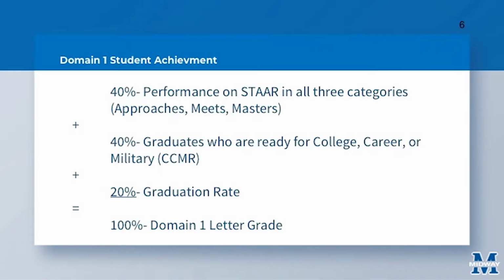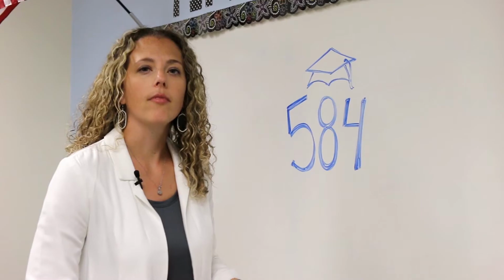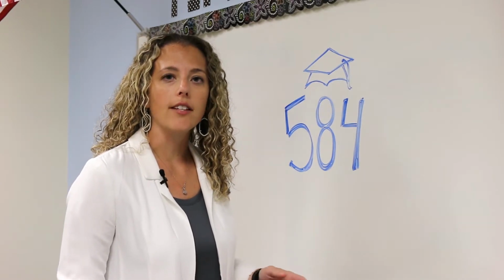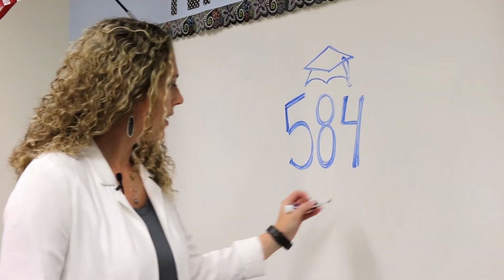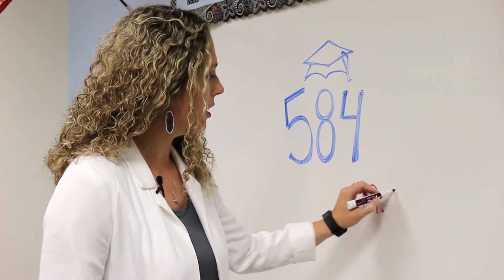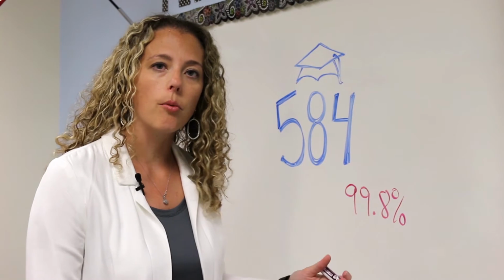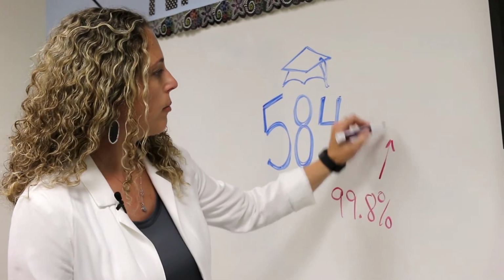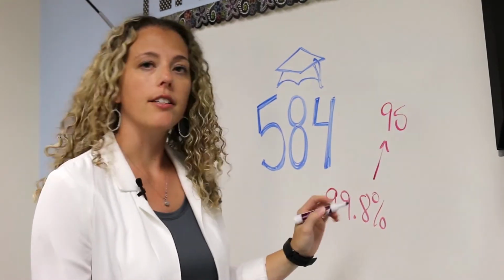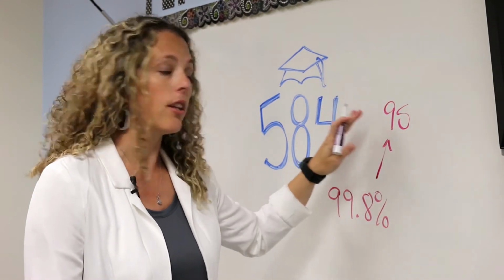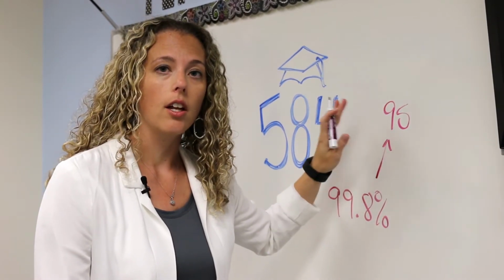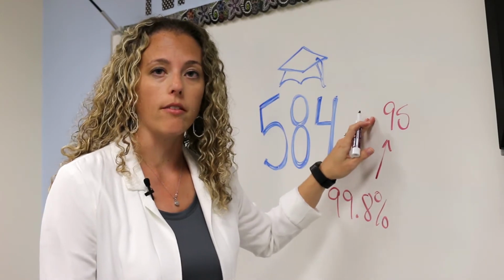The final component is graduation rate. Each school district and high school's graduation rate accounts for the final 20% of Domain 1. Karen, can you help us with that math? So let's take a look again at our class of 2017. We had 99.8% of our students graduate. Again, when we plug it into the scaling tool provided by TEA, this number gives us a 95. It is very important to note this is the highest score that a school district or the high school can receive in this part of the domain.